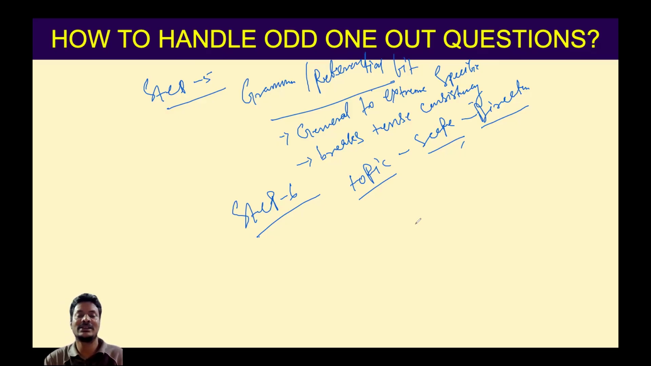And sixth is the topic scope direction. And finally, we arrive at the odd one out sentence, right? So these are the ways we need to follow when we go for the odd one out question. Let's try one example from the 2024 VRC question. One of the examples will be taken from there.